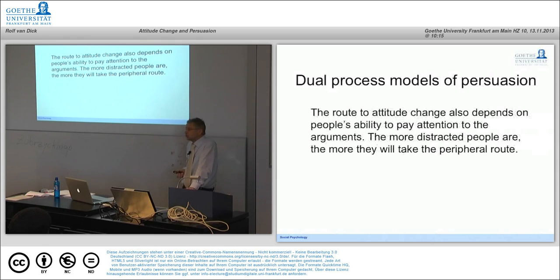But the route to attitude change also depends on people's ability. So if we go back to Hovland's model, first people need to pay attention. And if you are not motivated, you don't pay attention. If you are motivated, you do pay attention. The second factor, however, is ability. According to Hovland's model, you have to comprehend, you have to understand the arguments and the message.